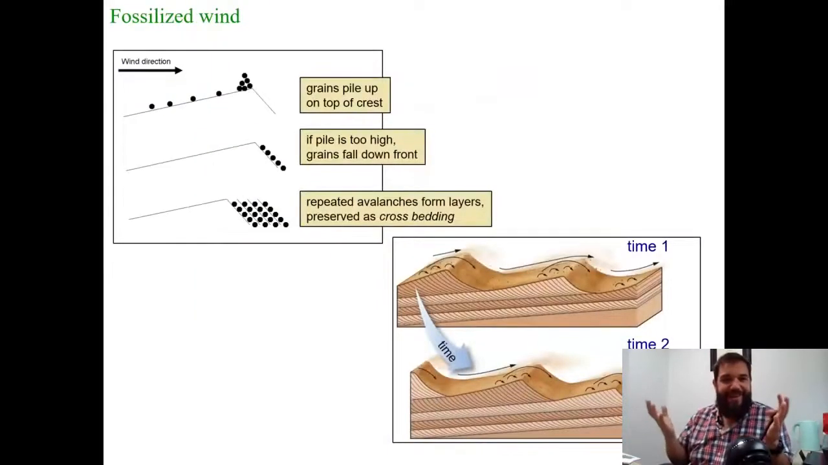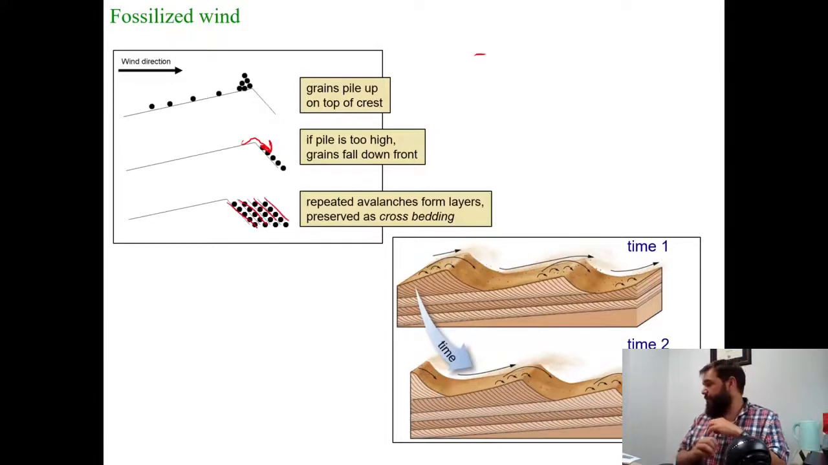Like, how would you have any idea? You might think, how would you have any idea what direction the wind was blowing during the Mississippian? Well, we can figure it out. So grains pile up on a dune. They pile up on top of each other, right? And then once they get so high, they tumble down, and you get these lines preserved in the rock.